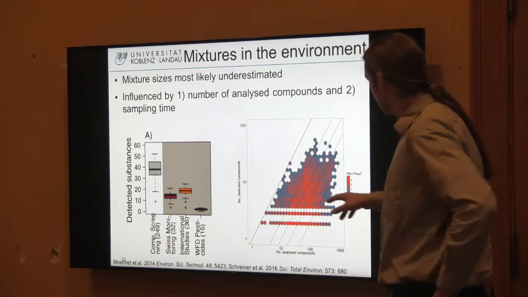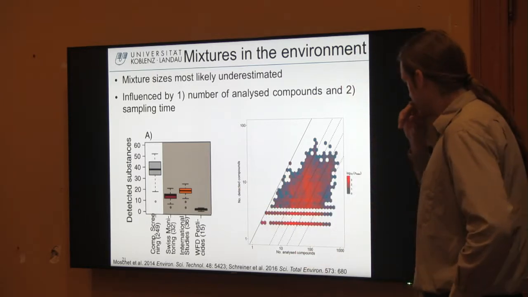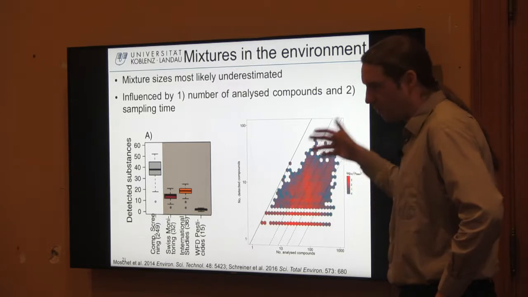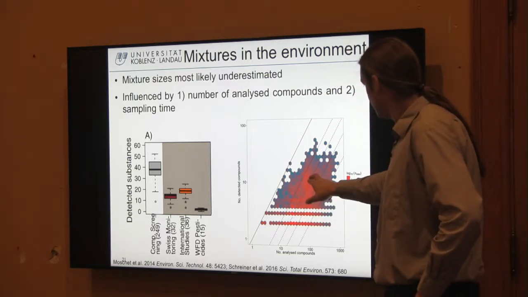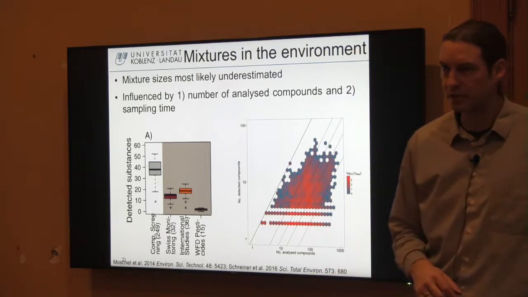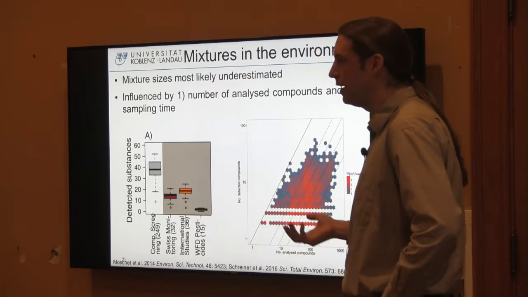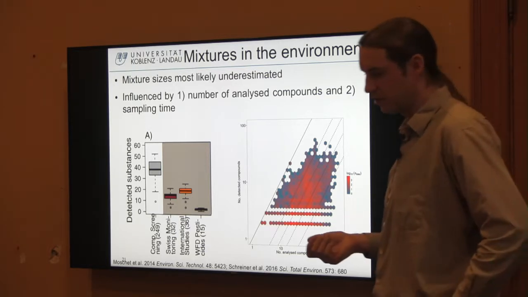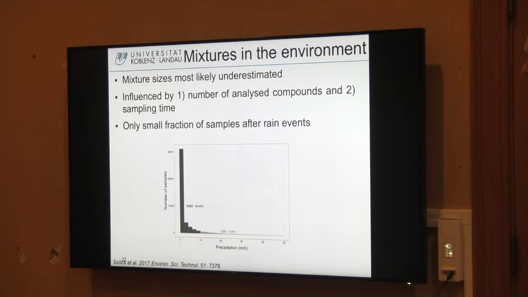they are built to harm organisms. A similar conclusion was found in our study where we related the number of analyzed compounds to the number of detected compounds. This is a fancy correlation chart, given the large sample size, where red means a higher density of samples, and you basically see that the red moves up, so there is a positive correlation between the number of analyzed compounds and the number of detected compounds. The more you analyze, the more you find. That's somehow trivial, but it needs to be taken into account if you make conclusions based on governmental monitoring data. So the mixture sizes are still most likely underestimated.